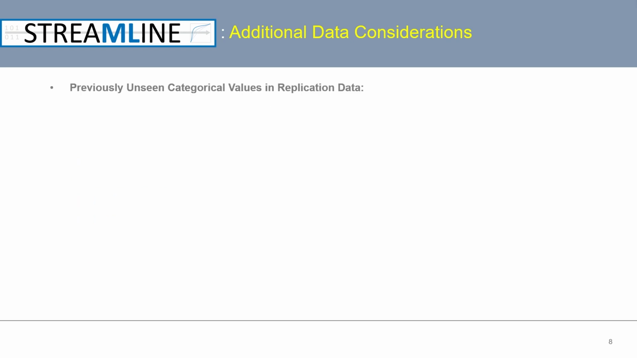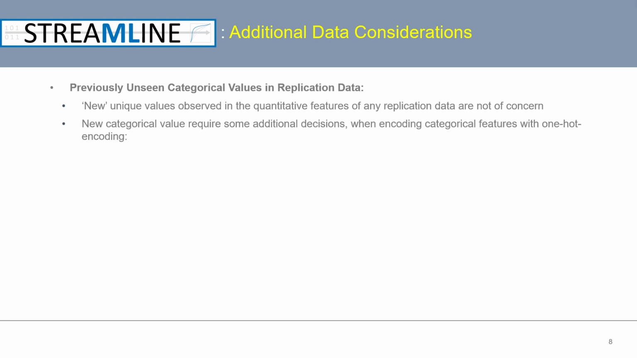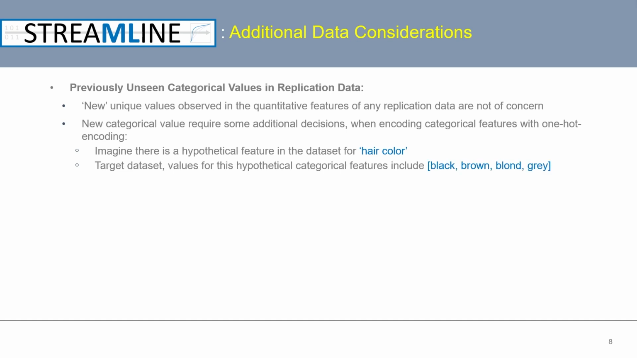Next, regarding previously unseen categorical values that may occur in replication data. It's important to realize that this is a normal and expected possibility, and thus not of any major concern. However, new categorical values in replication data require some additional decisions to be made by STREAMLINE when encoding categorical features with one-hot encoding. As an example, imagine there's a hypothetical feature in a dataset for hair color, and in the initial target dataset, values for this hypothetical categorical feature include black, brown, blonde, and gray. But some replication data also includes the previously unseen value of red within that same feature column.